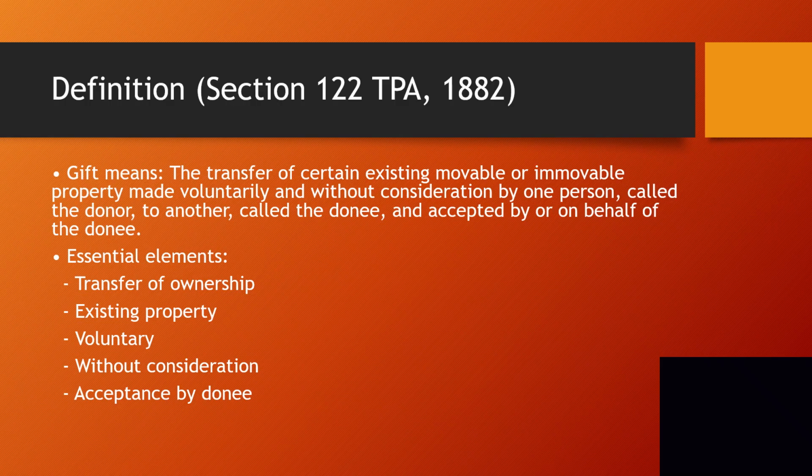Now, the essential elements of gift are as follows: transfer of ownership, existing property. The person who is transferring the property should have a property that is existing and that is in his own name. The entire process should take place in a voluntary manner. There should be free will and consent. Then the transfer is made without any sum of money or transaction or consideration. Finally, it involves acceptance of the property. After the property is transferred in the name of the donee, the donee needs to accept the property to make the transfer of the property valid.